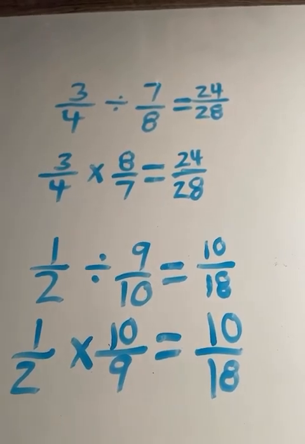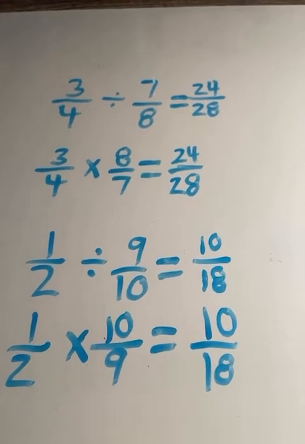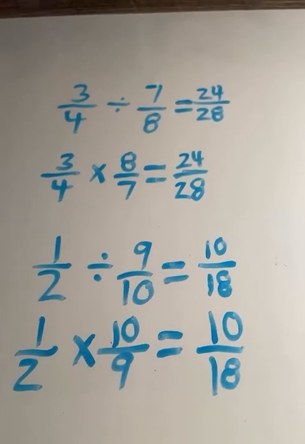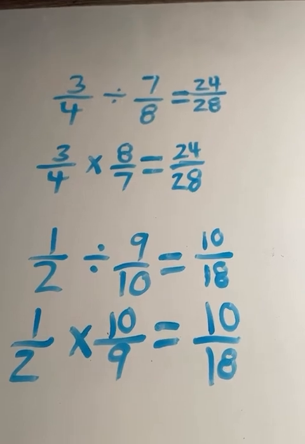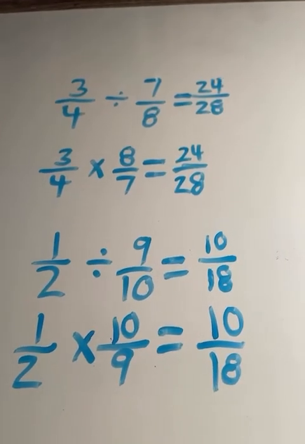So if you want to see me reduce the answer to 3/4 divided by 7/8 to lowest terms, you put a 1 in the chat. If you want to see me reduce the answer to 1/2 divided by 9/10 into lowest terms, you put a 2 in the chat.